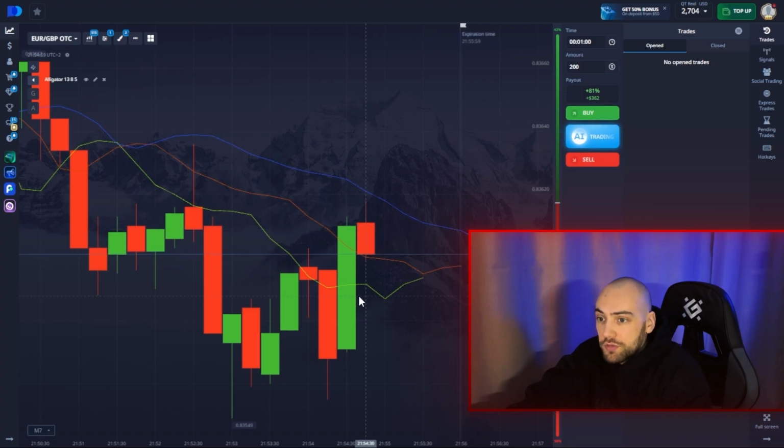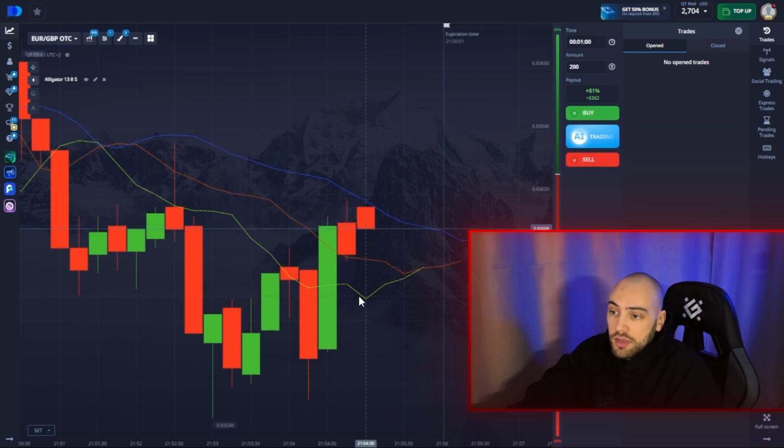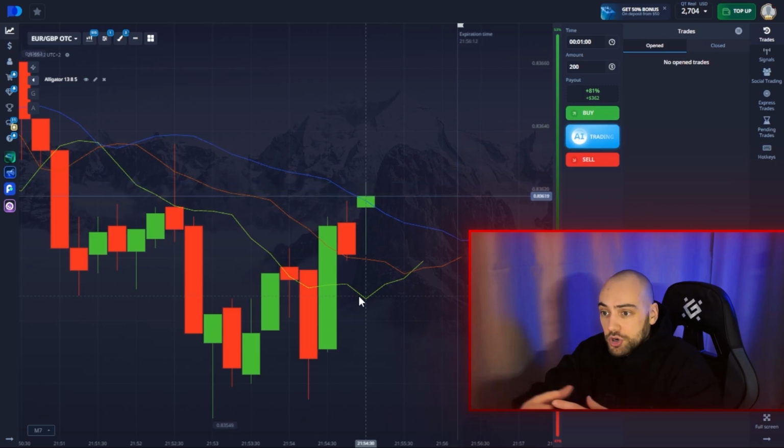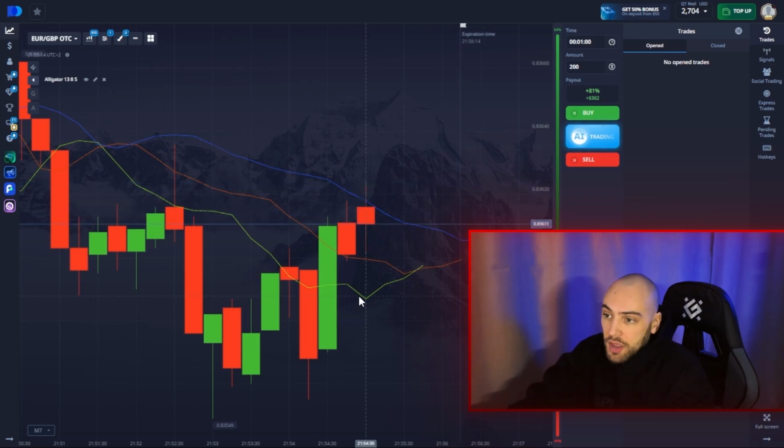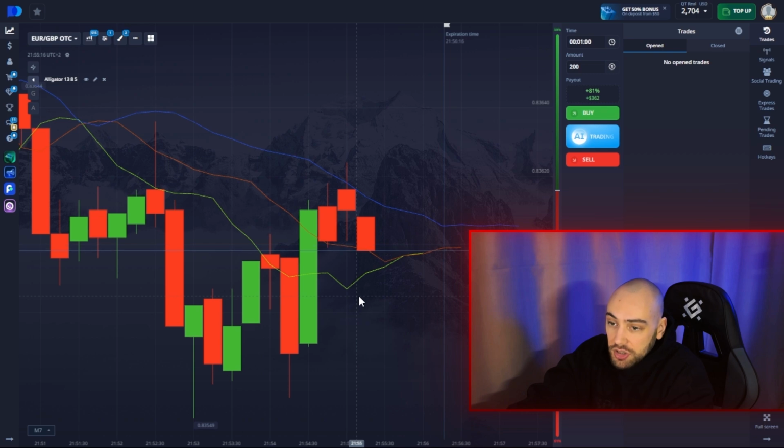So when the lines move in one direction, the alligator is awake. That means a trend is starting. If all lines are pointing upward, it's an uptrend. If all are pointing downward, it's a downtrend. So when the lines start to merge, the trend weakens. The alligator is not a prediction, but a filter showing where the market is becoming clean and clear and diverges from chaos.